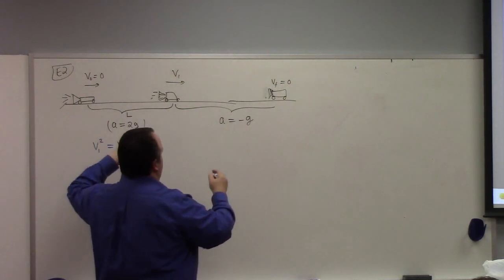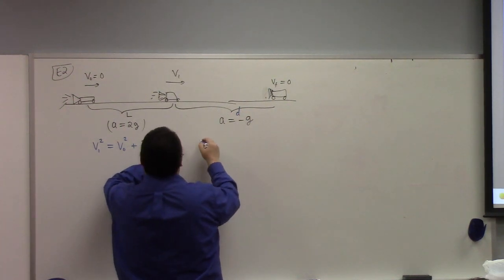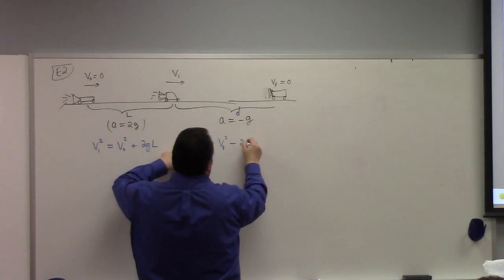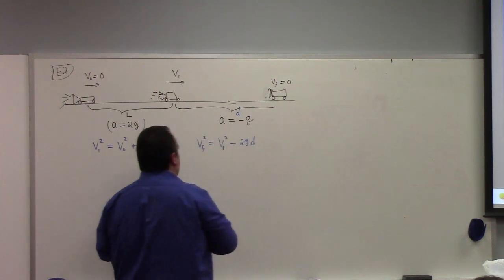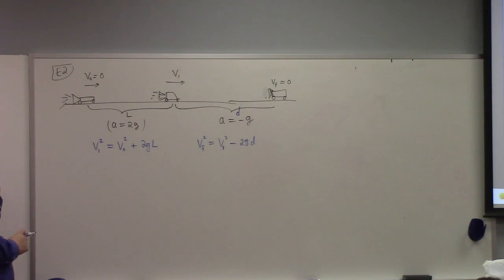Let me call this distance here d. This one, we've got vf squared is equal to v1 squared minus 2g times d, right? So here, oh, wait a minute. My bad. You guys tell me what's wrong with this. What's the timeless equation? Yeah. No, go for it.